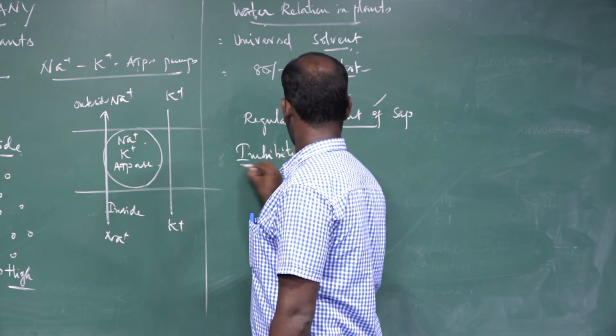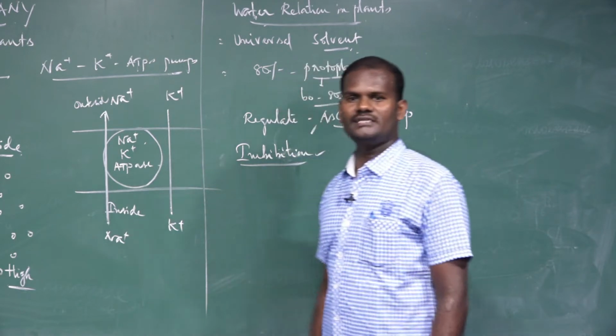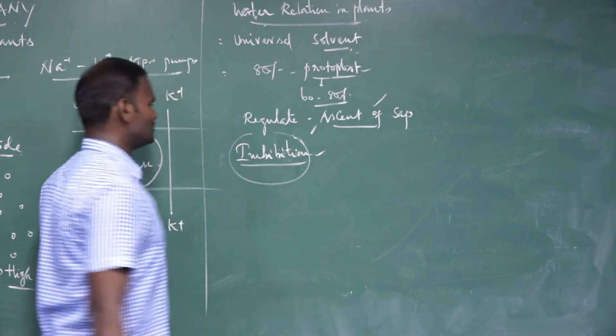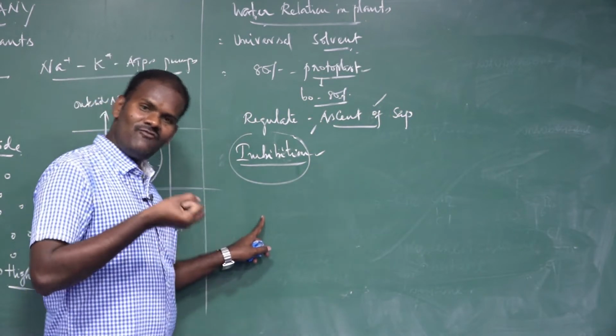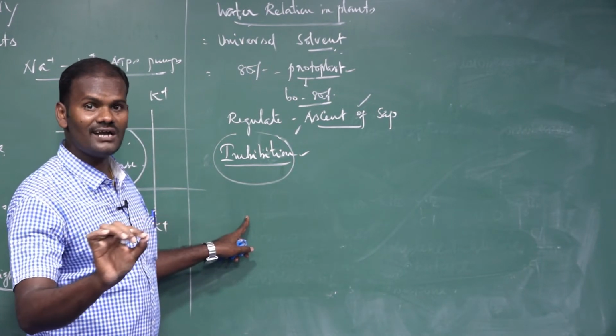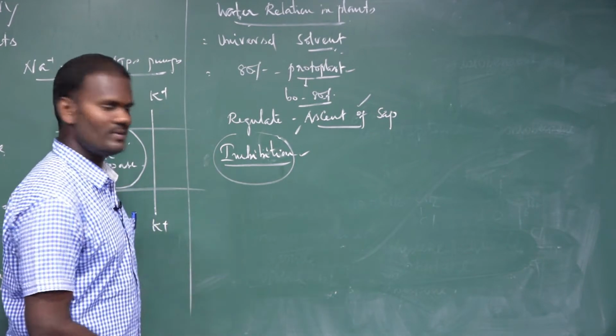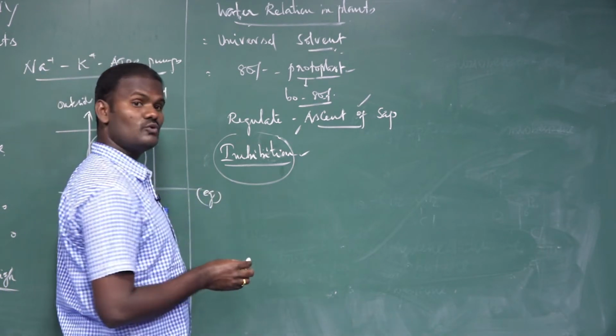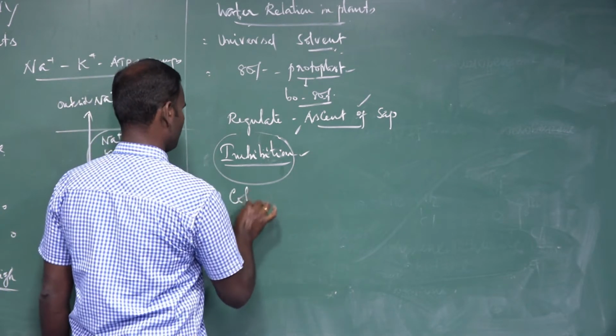Imbibition. What is known as imbibition? Imbibition is nothing but the process of uptake of water molecules by substances that do not dissolve in the water. These are called imbibants. For example, these substances are also called colloidal substances.